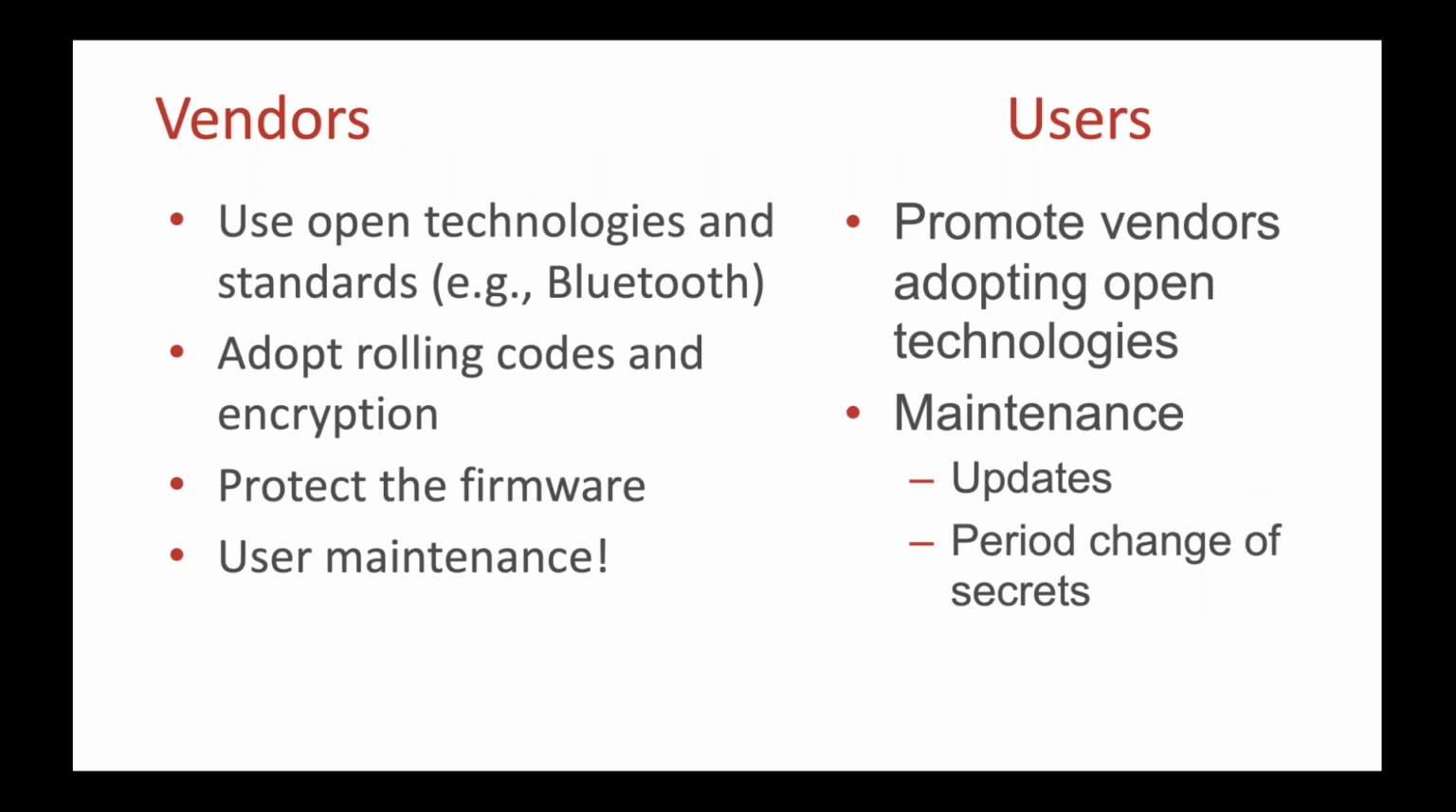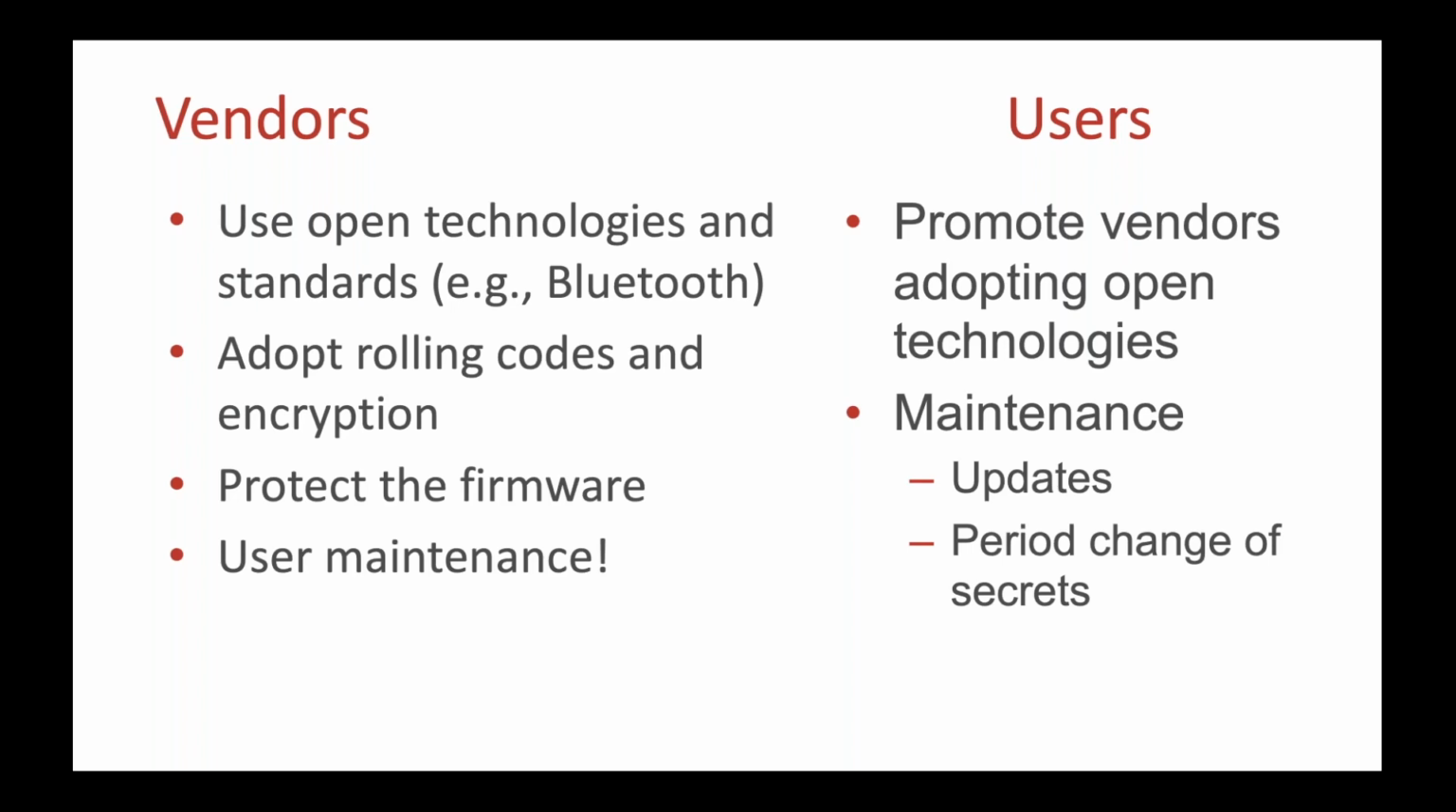So from a vendor stance, if you are a crane vendor, you need to use open technology standards such as Bluetooth. We need to adopt rolling codes and encryption and protect the firmware. And user maintenance is a problem, because a lot of these things the users can't even maintain. You have to get the vendor to come in and fix some of these issues because they don't really give tool sets to update something that's not even connected to the network. So that's just something they have to come in with their tool sets and upgrade.